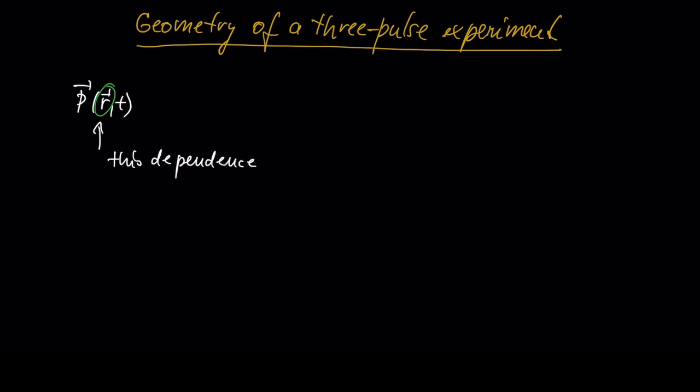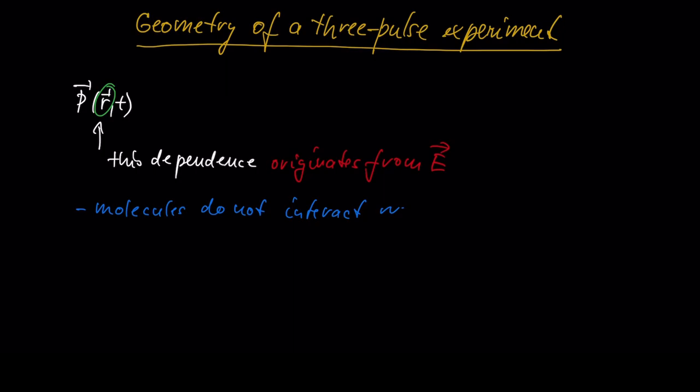It originates from E entirely. It entirely depends on the electric fields. The thing is that the molecules interact with the field individually, so molecules do not interact with each other. I'm not saying that there are no interactions between molecules that you have in your sample, but you have to have them really close to each other, in which case they are part of the same complex, the same basic system that we look at, the basic system of electronic levels.